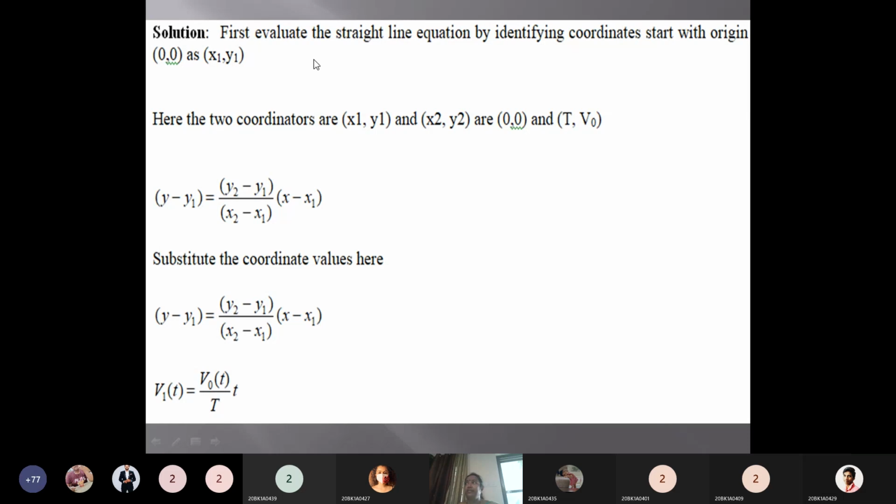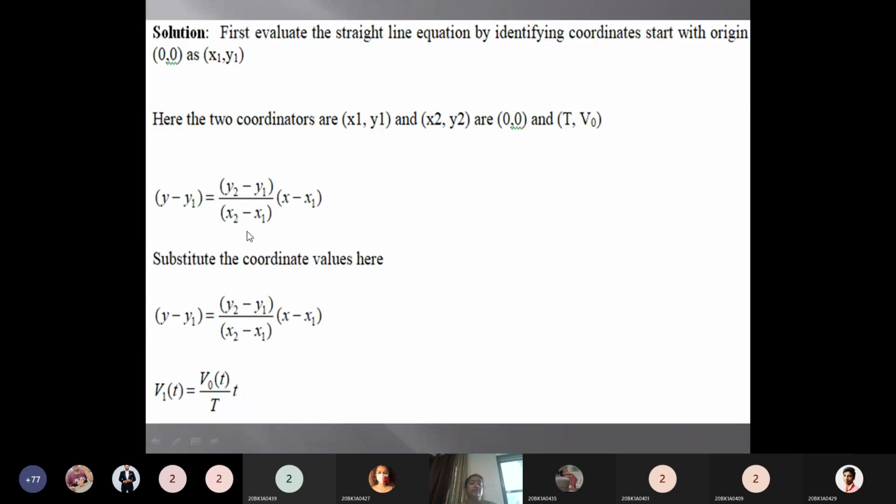Now, first evaluate the straight line equation by identifying the coordinates. Start with the origin 0, 0 as x1, y1. Then the two coordinates are x1, y1 and x2, y2: 0, 0 and T, V0. V0 I mentioned as the peak of the voltage, but if you want, you can mention it as V also, no problem. Whatever is given in the problem, you should follow that.